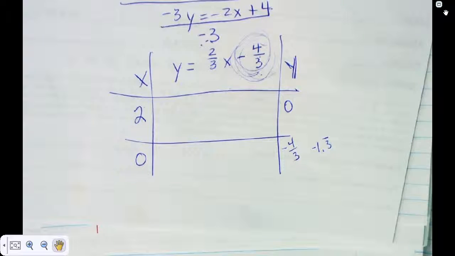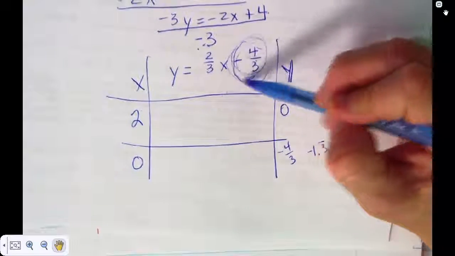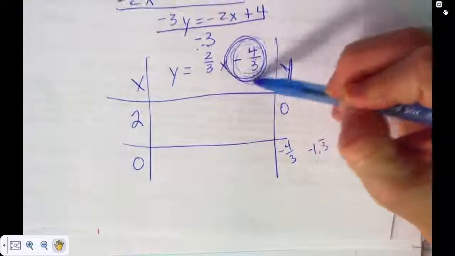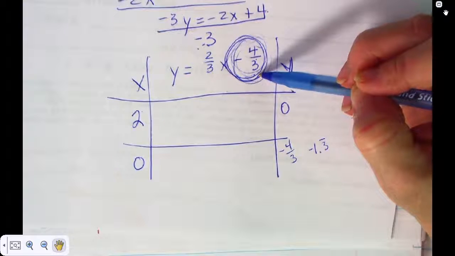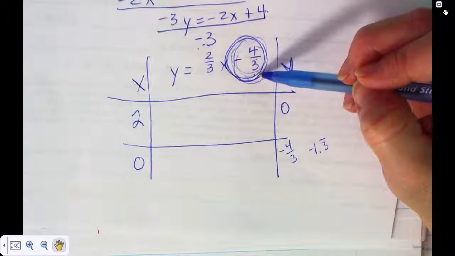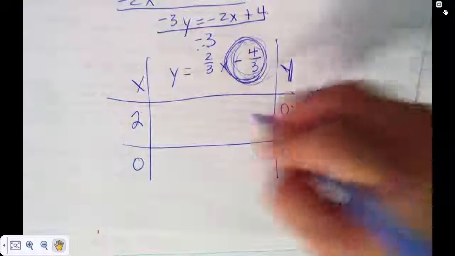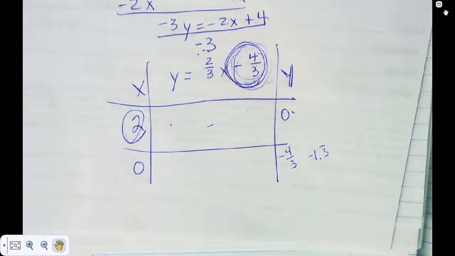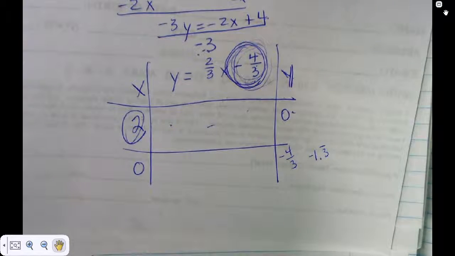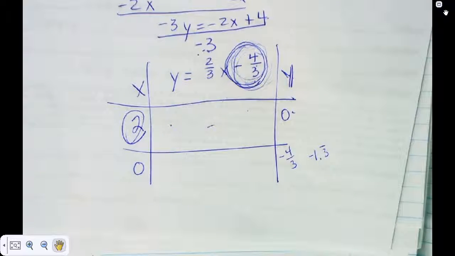So I'm going to try the calculator first. Now, if it's in this form, that's my y-intercept. I'm good to go. But if they want the x-intercept, then I have to go to my table first. If that doesn't work, then I'm going to put 0 in for y and solve for x.